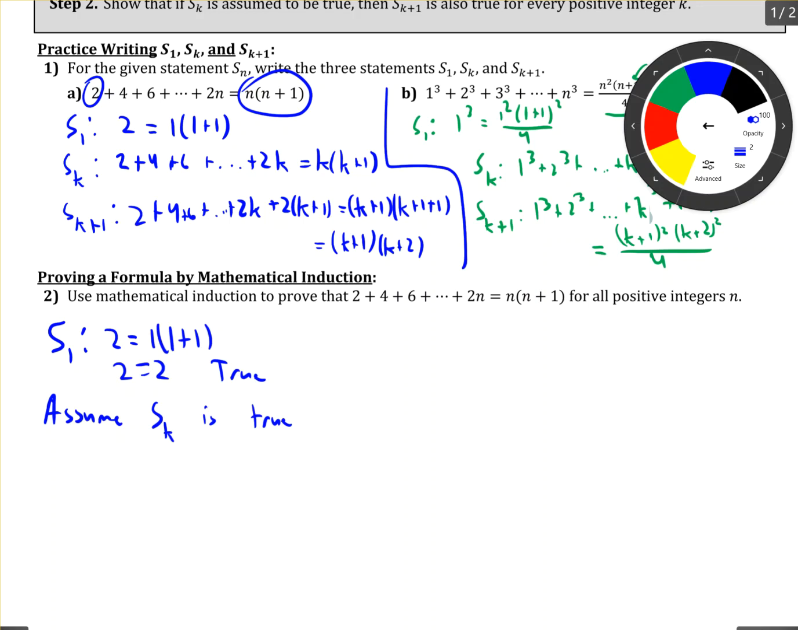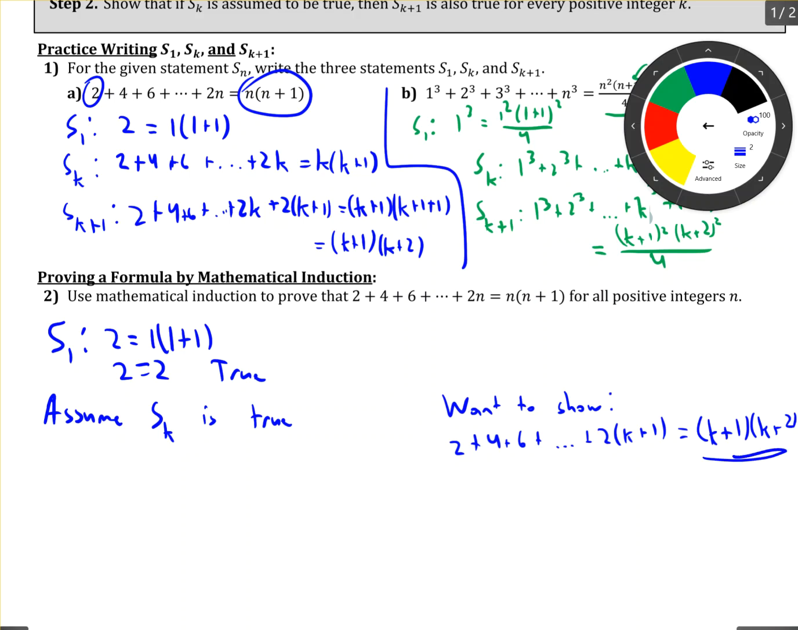Now, kind of off to the side, a lot of times I like to do a little bit of work here. What we want to show is that S sub k plus 1 is true. And so what we want to show is that 2 plus 4 plus 6 plus dot dot dot plus 2(k+1) is equal to (k+1)(k+2). Now, we already did that up in number 1a, but if we hadn't done that, that's what I like to write, so I know what I'm looking for.